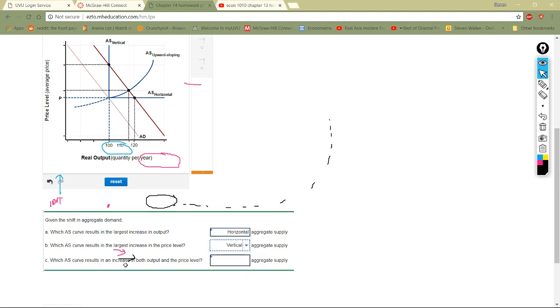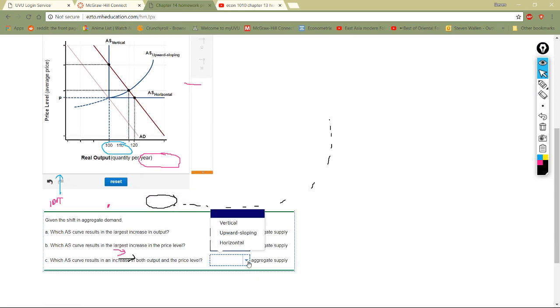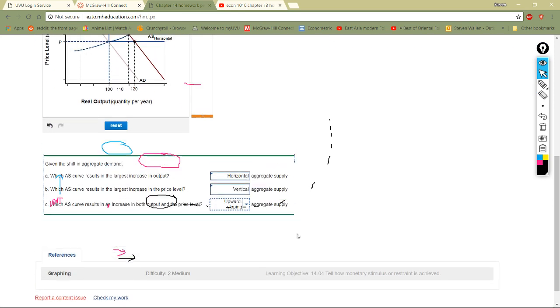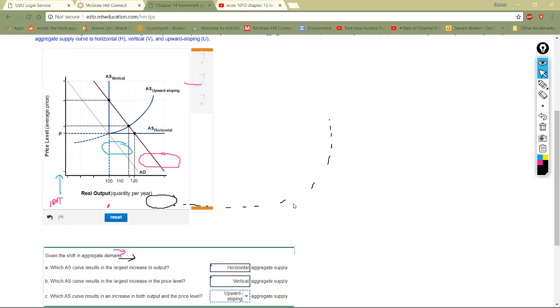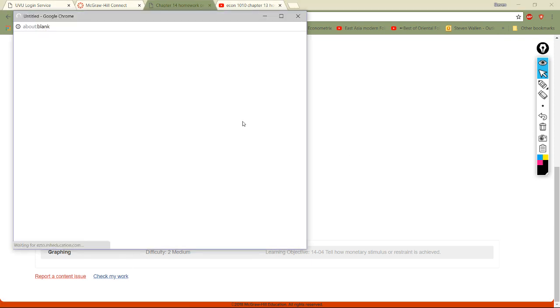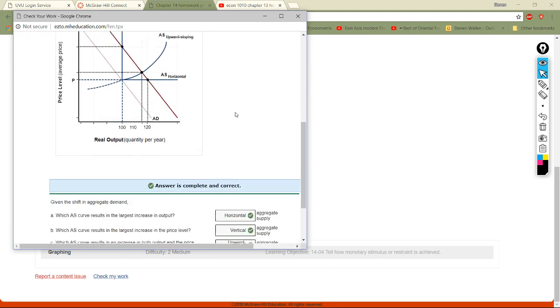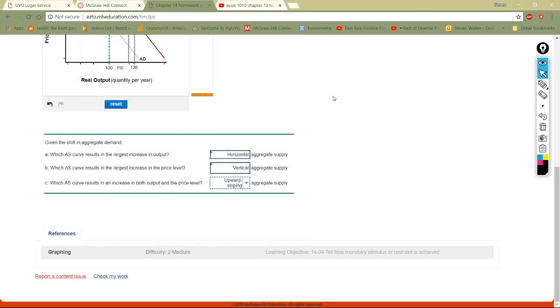Which AS curve results in an increase in both output and price level? Well, if you look at the arrows, vertical is just price, horizontal is just output. However, the upward sloping, the traditional one that we often see, has an increase there and an increase there. So there we go, upward sloping. And that should be it. Let's check it. Clear off everything. Check my work. And green. We did it.